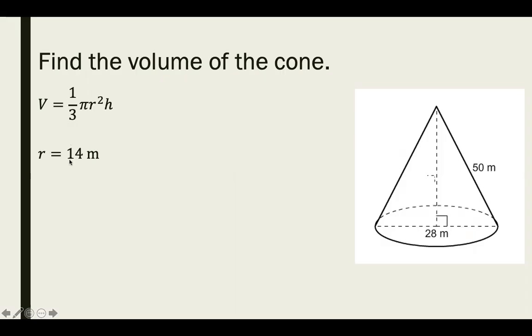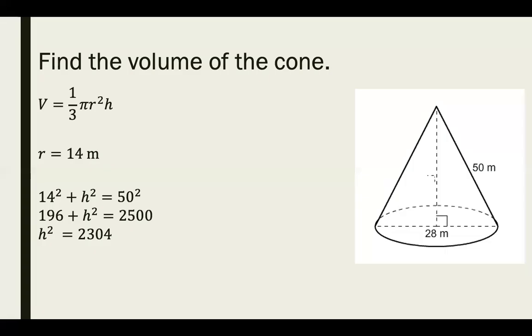So first, our radius is half of the diameter, it's 14. And now we want to figure out what this height is. And so just like we did with the pyramid, we can use the Pythagorean theorem to do that. We have a leg that's 14, we have a hypotenuse that's 50. We want to figure out the other leg. Let's do the Pythagorean theorem and solve for h. We're going to take the square root of 2,304, and we get 48 meters for that height.